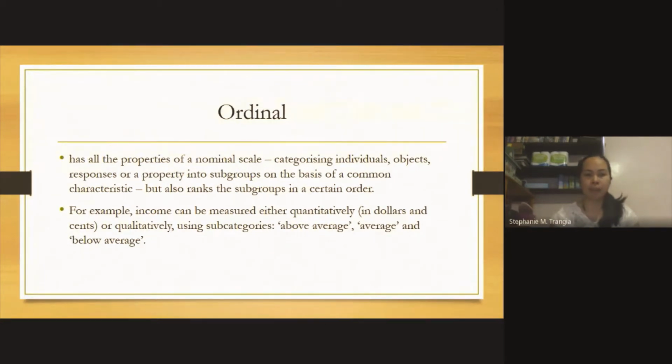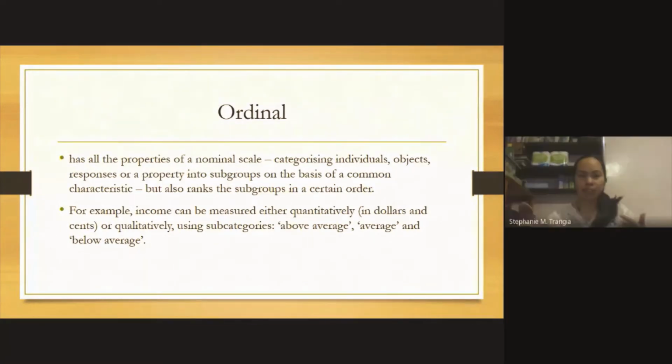Ordinal scale has all the properties of a nominal scale, categorizing individuals, objects, responses, or a property into subgroups on the basis of a common characteristic, but also ranks the subgroups in a certain order. For example, income can be measured quantitatively. How much income do you earn per month? That is very, very specific, so that is quantitative. But if you put income into ranges, such as above average, average, and below average, in that case it becomes an ordinal level.